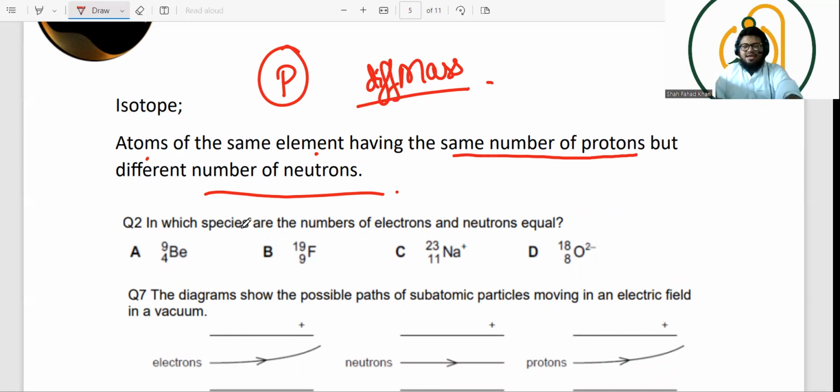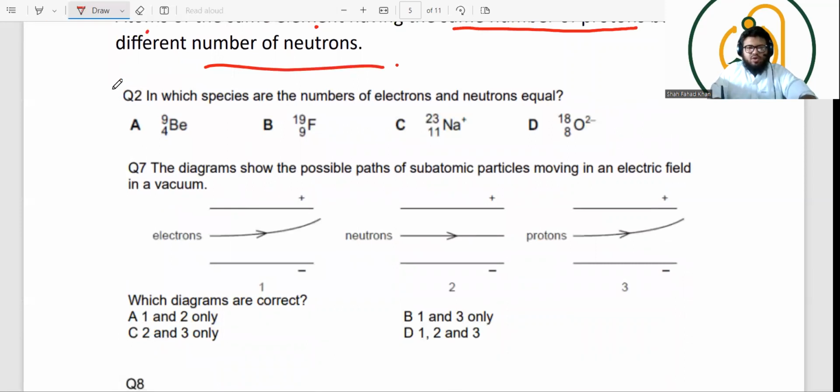Let's move on to the exam style questions. This is question number 2. In which species are the number of electrons and neutrons equal? So we need to count the number of electrons, but be careful here because we have some charged particles, meaning some ions as well. If I look at option D directly, the number written at the base is the proton number, and the number written on top is the mass number. And then the superscript is the charge here.